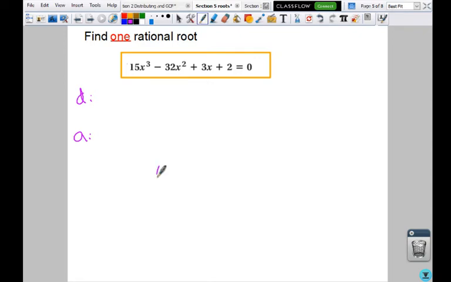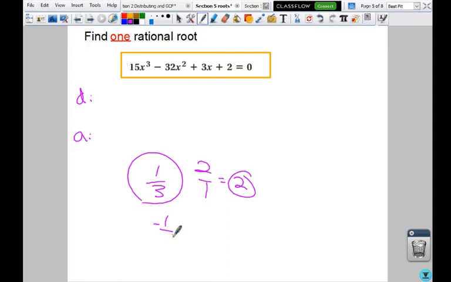Okay. All right. 1 over 3 is an answer. 1/3 is an answer. What's another answer? 2 over 1, which is really just 2, right? All right. Thomas, what's your other answer? Negative 1 over 5. Those are our 3 answers. So we have 3 answers. 1 over 3, 2, negative 1 over 5.